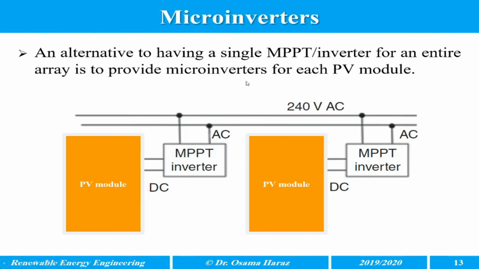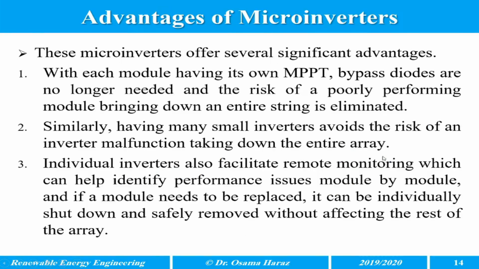In most cases we are not going to use one inverter for the whole system. It's better to use micro inverters. So an alternative to having a single MPPT inverter for the entire array is to use micro inverters for each PV module. In this diagram you can see a PV module connected to its own MPPT inverter, and there is another PV module connected to its own MPPT inverter, and so on.